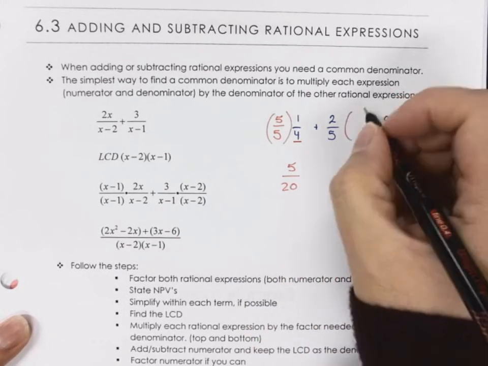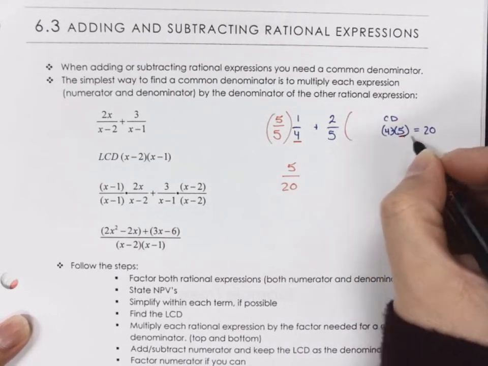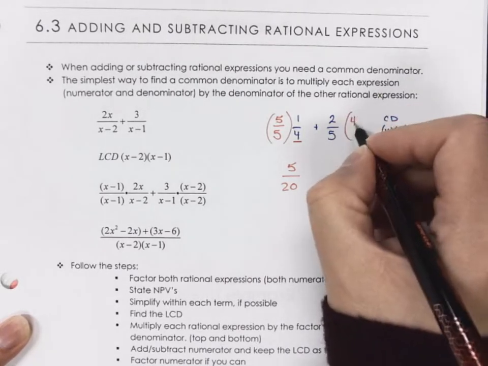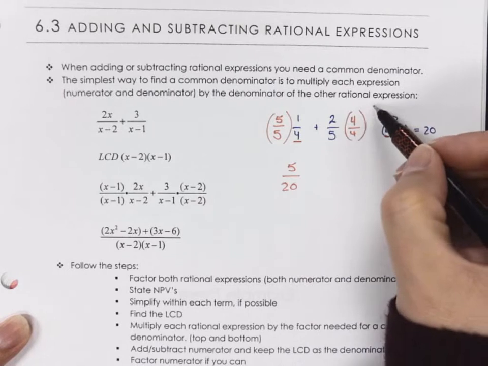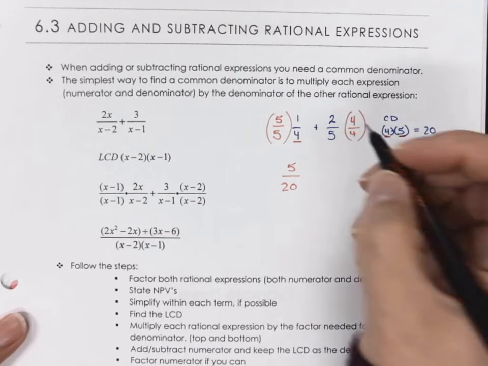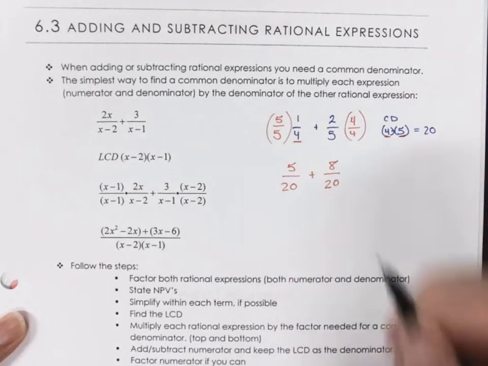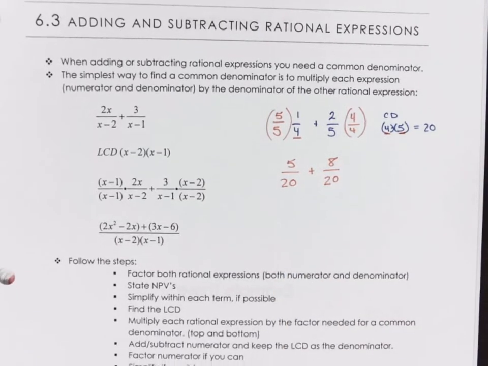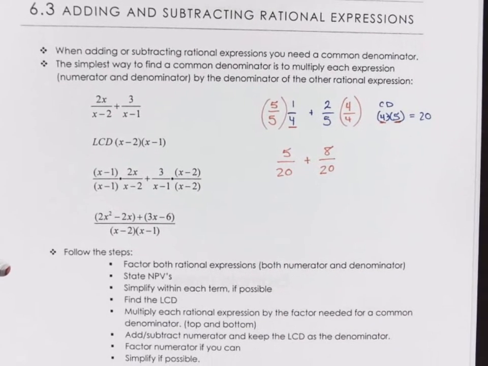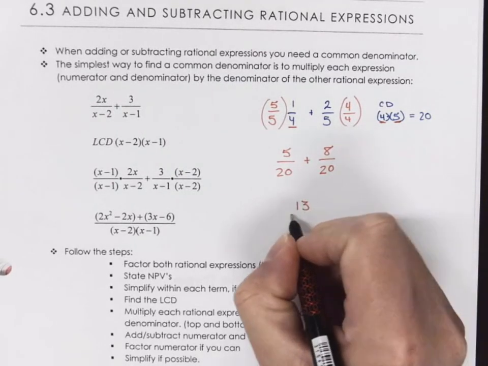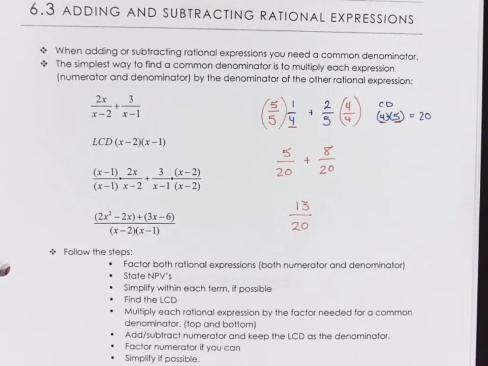And then this one, we have the 5, but we're missing the 4, so we got to times it by 4 over 4. Again, that has a value of 1, so we're not changing the value of anything. We're just changing the way it looks. And then what do we do? Just add the numerators. So it's 13 over 20. Can I reduce that? No.